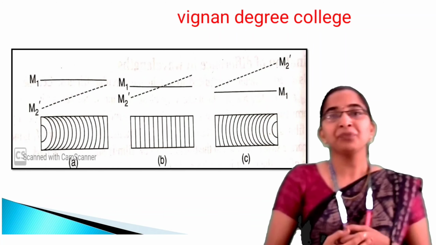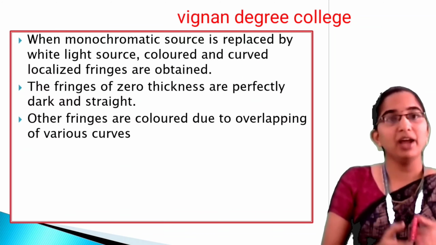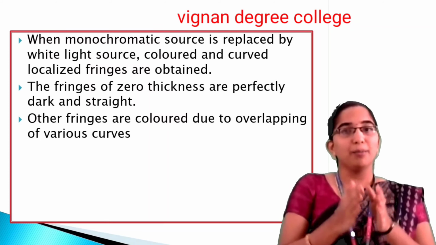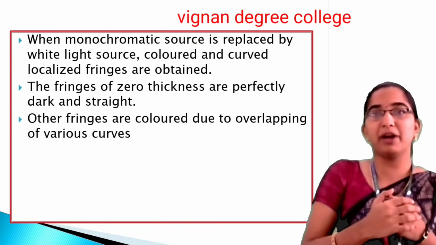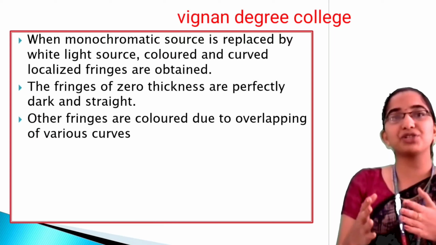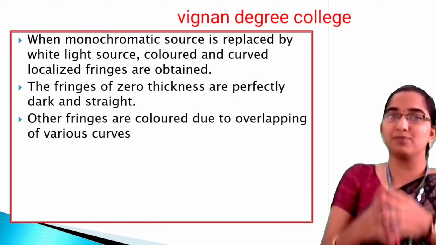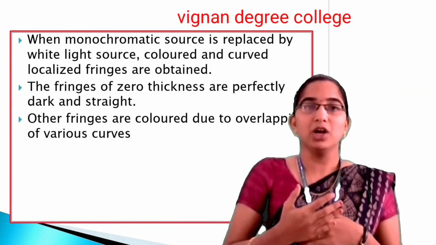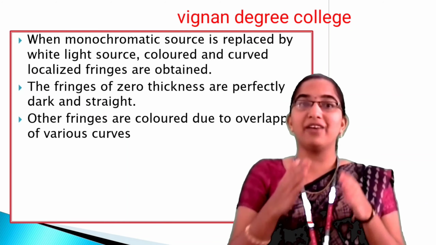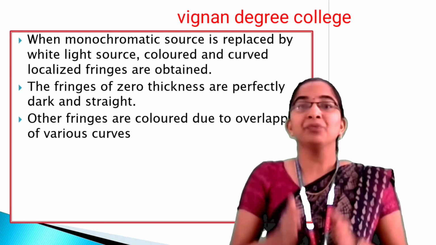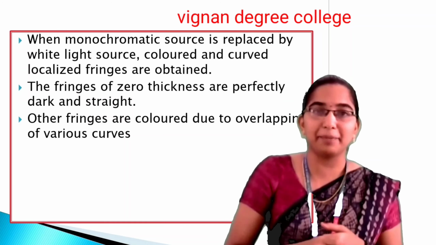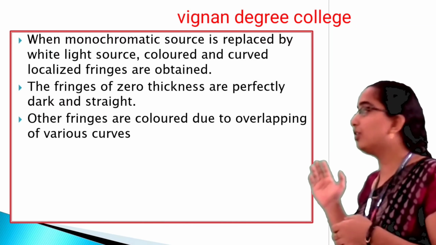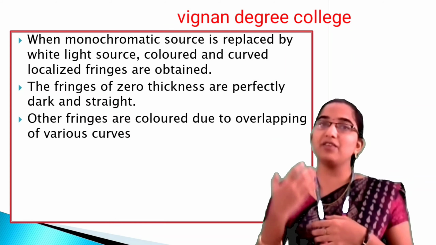Next, when the monochromatic source is replaced by a white light source, colored and curved localized fringes are obtained. Earlier we observed with a monochromatic light source, and now we replace it with white light.